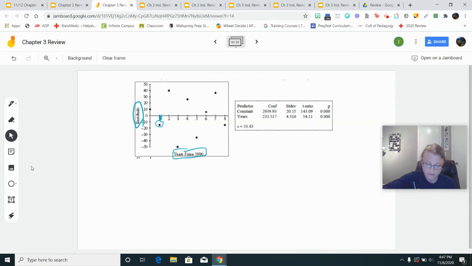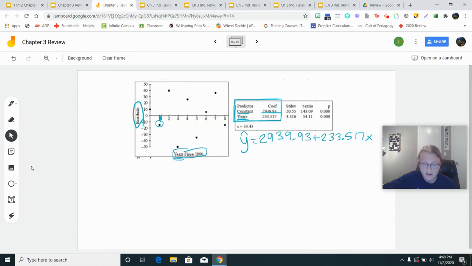So if I wanted to look at this, let's write the equation for this line. If I look at my output, my equation for this line, y hat, my constant is my y-intercept, so 2939.93 plus, if I notice years and years match, so this is going to be my slope, 233.517. So this is the equation of my line.